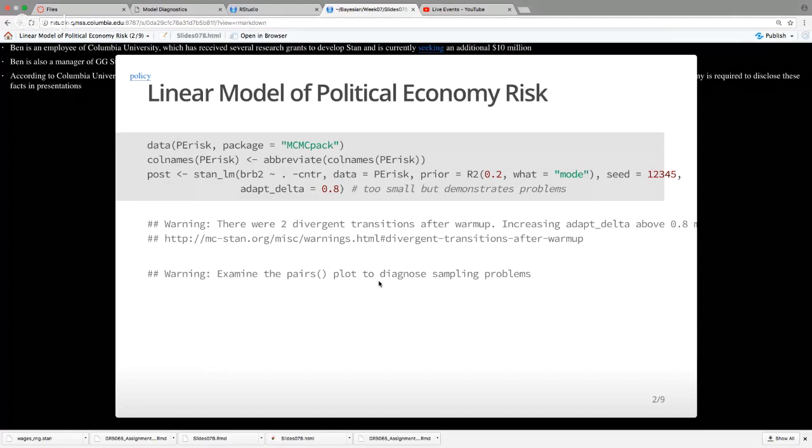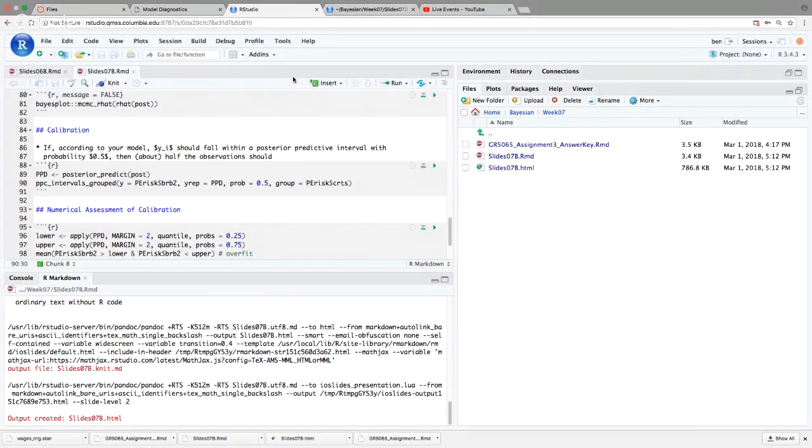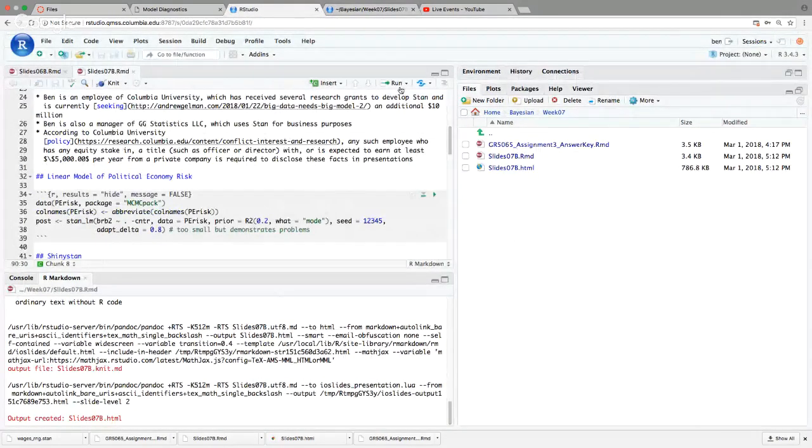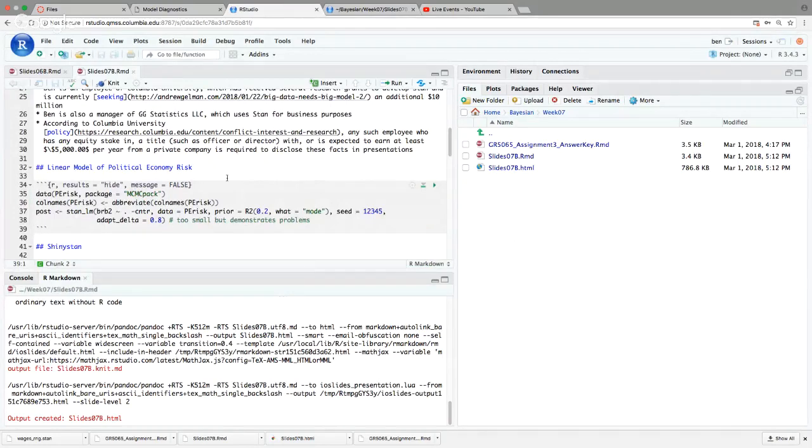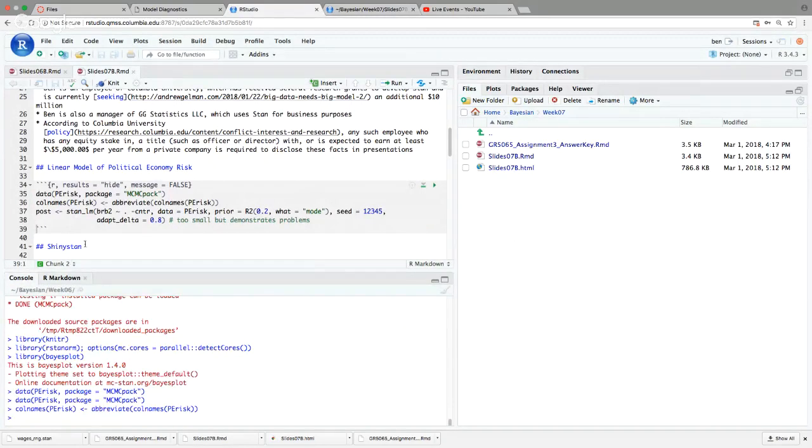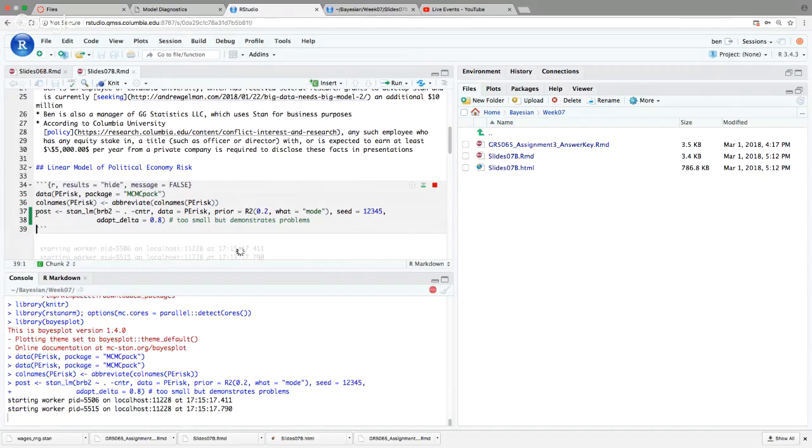That is too small because I wanted you to see this warning. There were 2 divergent transitions after warm-up, and increasing adapt delta above 0.8 would likely help. So then, can I run this? Okay. So that should run. Pretty quickly.